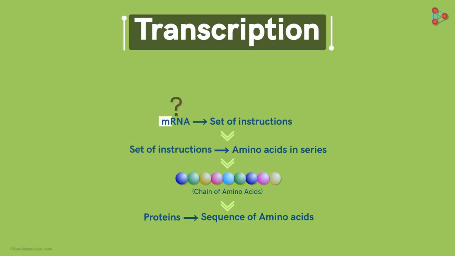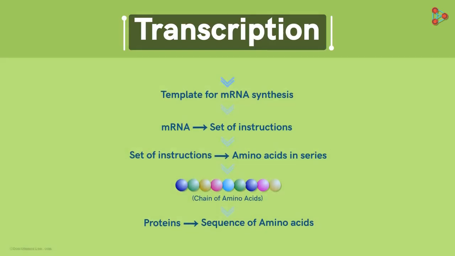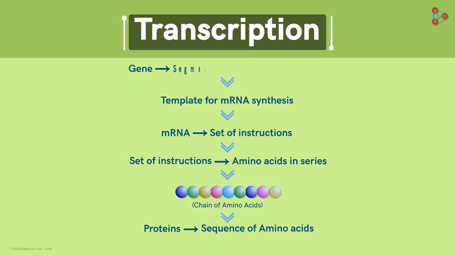And where does the mRNA come from? It is synthesized from a special template. Can you guess what this template is? Give it a shot. That's right. The template is a gene. So a segment of the DNA that encodes for protein is copied first. The copy is in the form of mRNA. This process of making mRNA is called transcription.